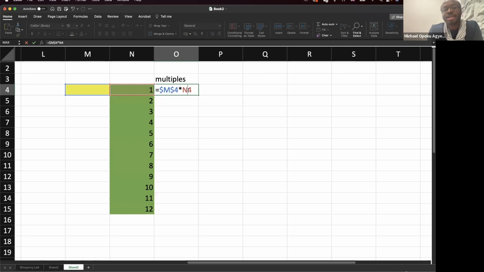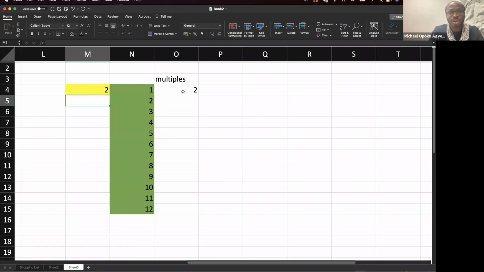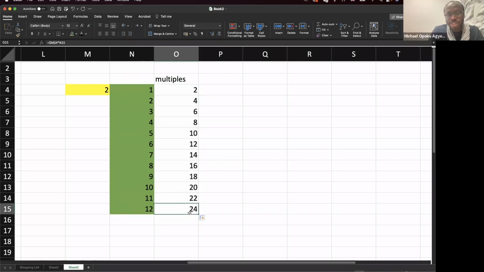Because you want the N to change to the next cell when we do the autocomplete. But you don't want the M to change to the next cell when we do the autocomplete. All right, let's put a value 2 there. So we get 2 times. Should I drag it down? What's 2 times 12? 24. Yes.